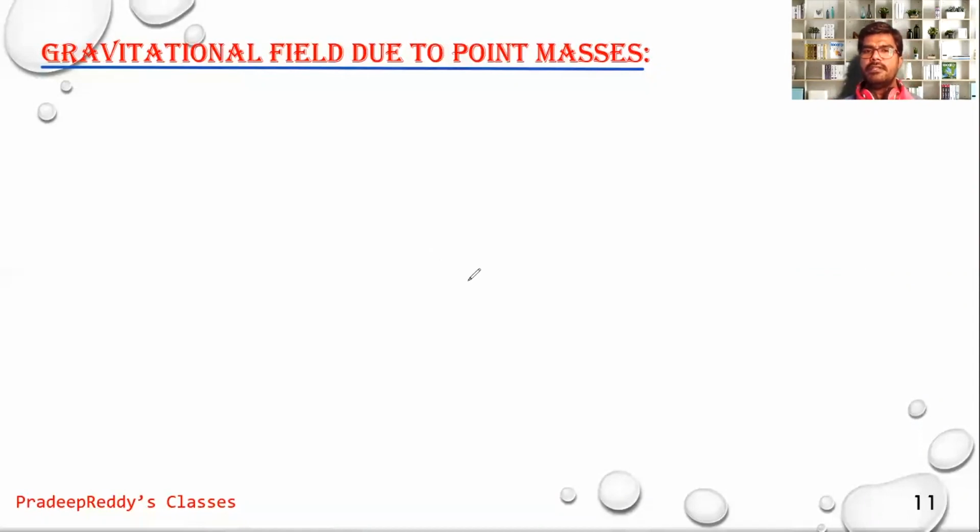Students, we already have learned gravitational force acting between 2 point masses. Likewise, there may be 2 or more number of masses. Because of them there will be a gravitational field, and gravitational field obeys the superposition principle.